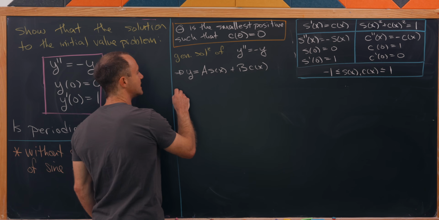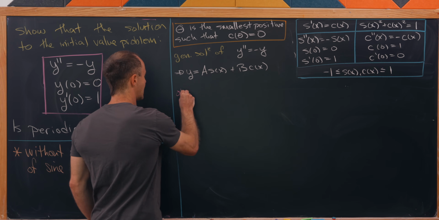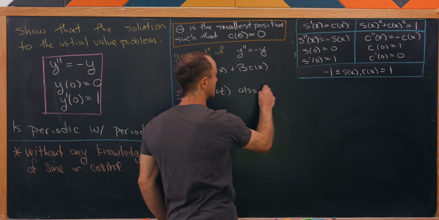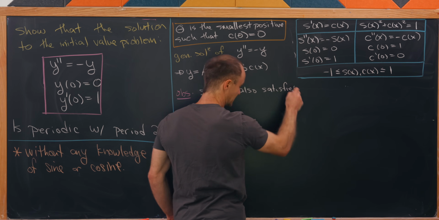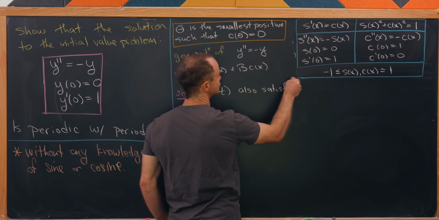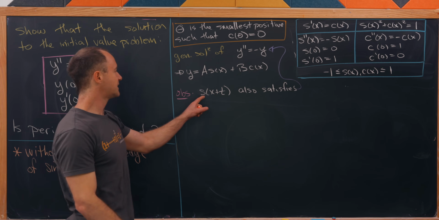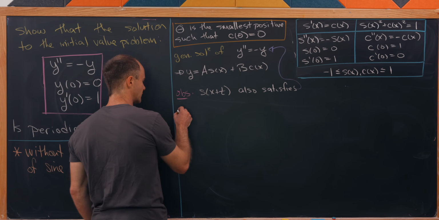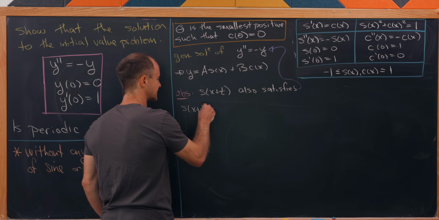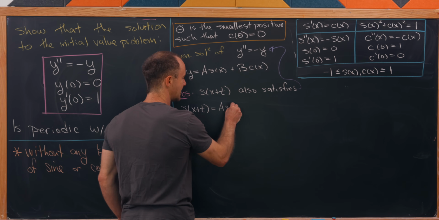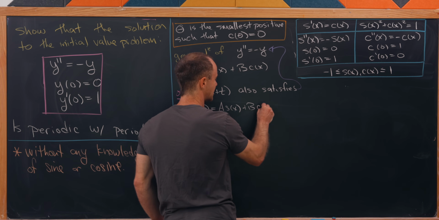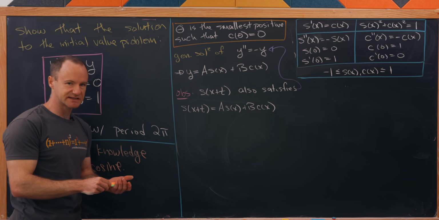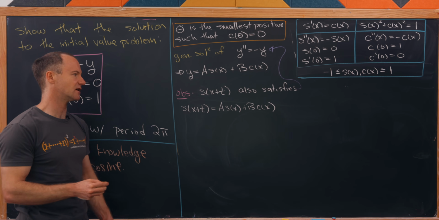But now let's make another little observation, and that is the following function, s of x plus t, also satisfies this, what I'm going to call the defining general differential equation right here. But then since s of x plus t satisfies this differential equation, it must be of this general form. So that means we can write s of x plus t as a times s of x plus b times c of x. And now we need to determine a and b. And it stands to reason that they should probably depend on t.